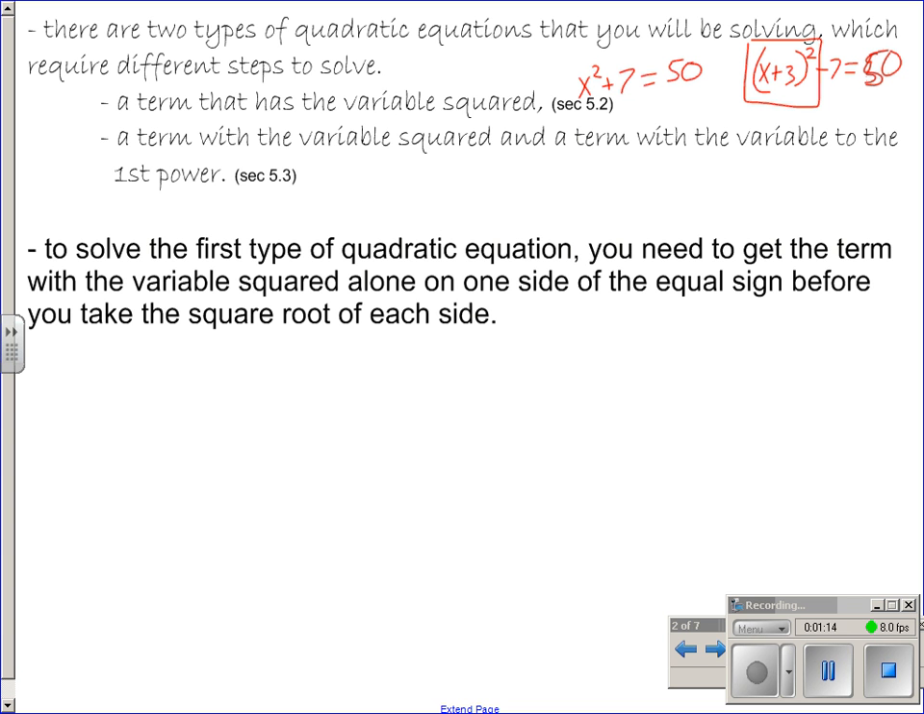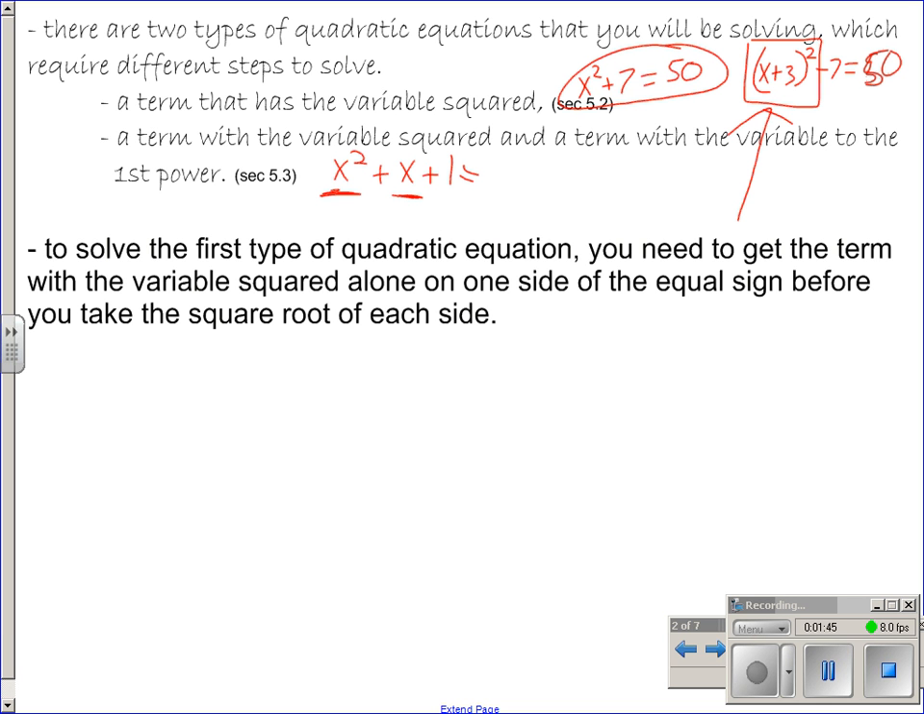The other type is the equations that we looked at yesterday. There's a term squared, a term to the x power, plus a constant. When you have those two different terms with different powers of the variable, there's a completely different way to solve it. We'll talk about that in section 5.3. So you've got to make that distinction, because there are different methods. Today we're looking at these things up here.